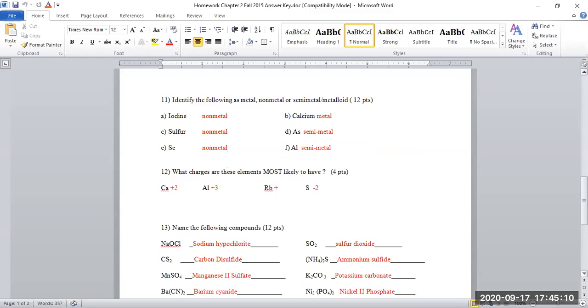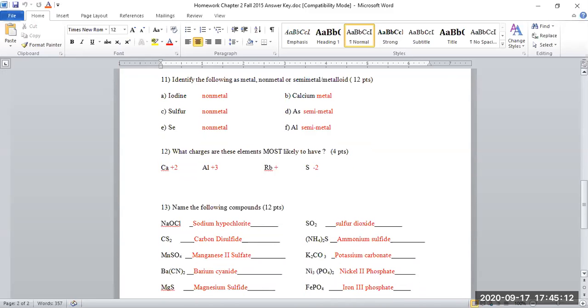All right, some people I know on number 12 did not give me the full charge. Just saying it's positive or just saying it's negative was not sufficient. The idea was, by learning what charges these elements like to make, that's why it says most likely, it helps you as you get to the nomenclature part.